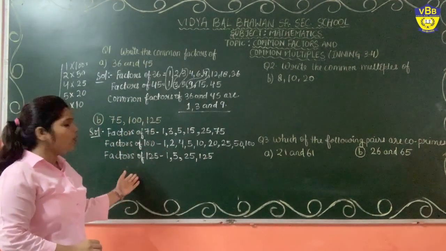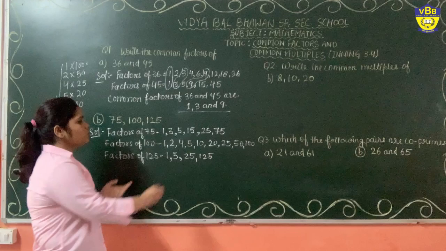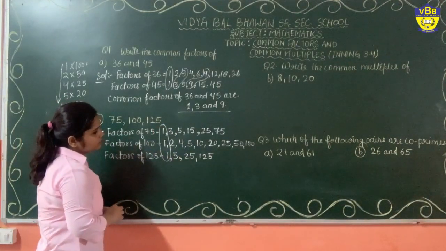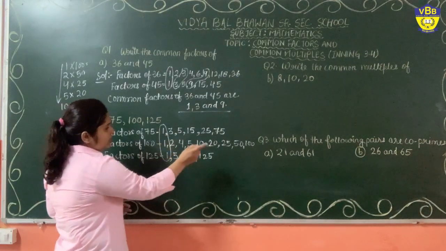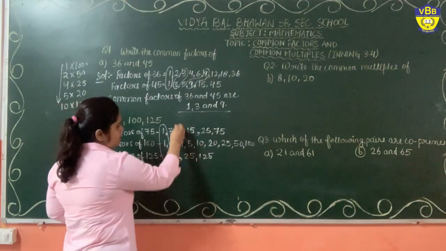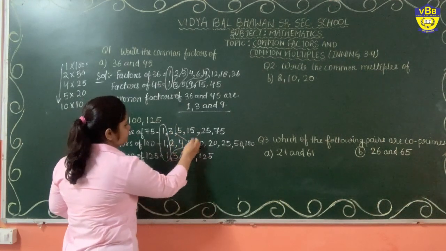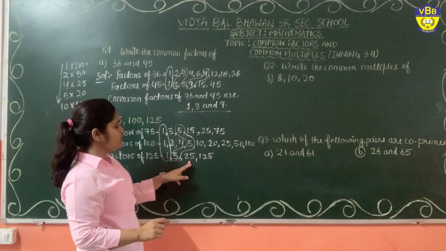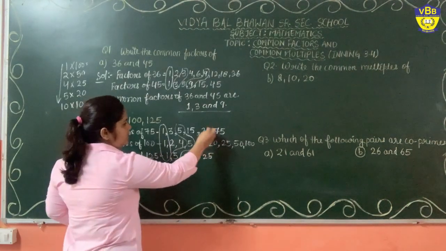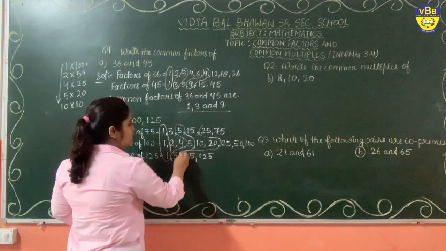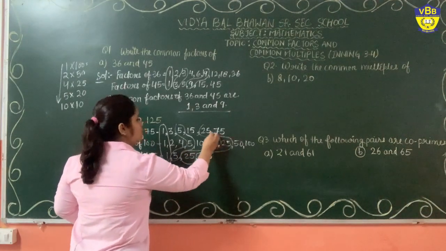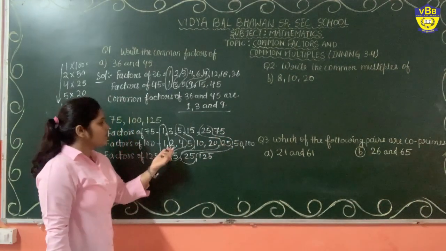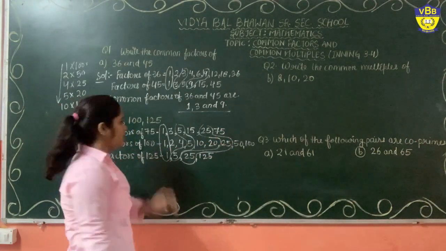We have listed all the factors of these 3 numbers. Now check the numbers which are common. 1 is common. 3 is not present here. 5, 5, 5. 5 is common. 15 is present here. Here it's not there. 25. Yes, 25 is common. It is present in the list of 3 numbers. And then 75 is not present. So these are the common factors.